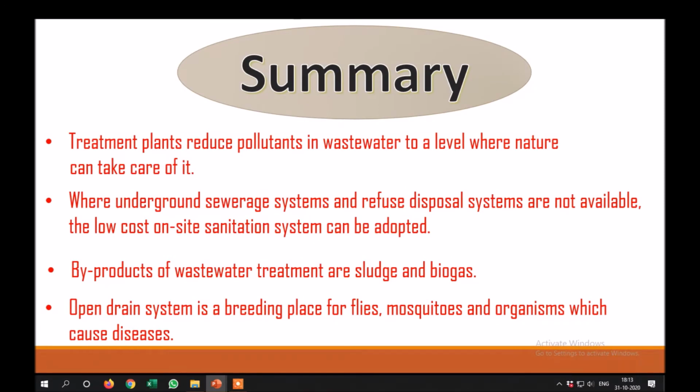Treatment plants reduce pollutants in wastewater to a level where nature can take care of it. Where underground sewage system and refuse disposal systems are not available, the low-cost on-site sanitation system can be adopted. Byproducts of wastewater treatment are sludge and biogas. Open drain system is a breeding place for flies, mosquitoes and organisms which cause diseases.